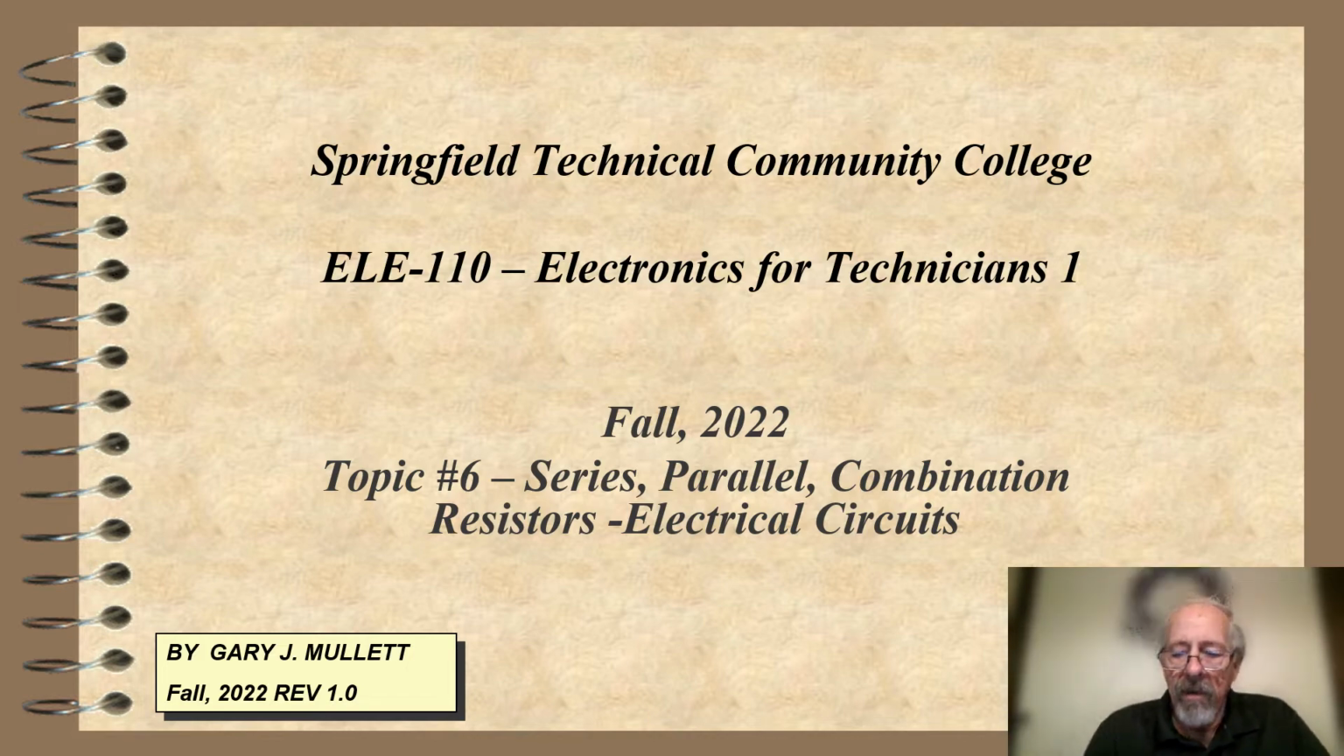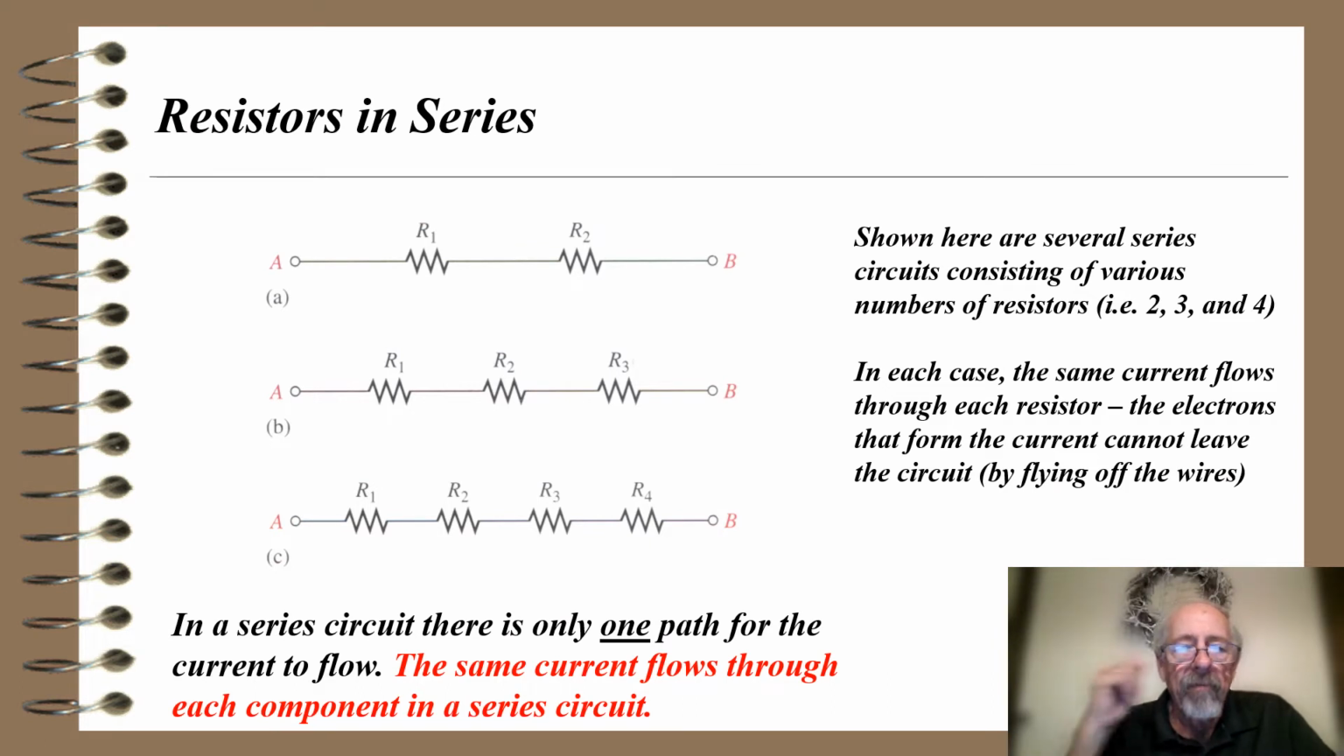So let's get started. First off, resistors in series. These diagrams, A, B, and C here, show the top one, 2 resistors, R1 and R2, between terminals A and B, and they are in series. And in part B, between terminals A and B, there's no C there, resistors R1, R2, and R3, and they're in series. And finally, part C, there are terminals A and B, and there are 4 resistors in series wired between terminal A and B, R1, R2, R3, and R4.